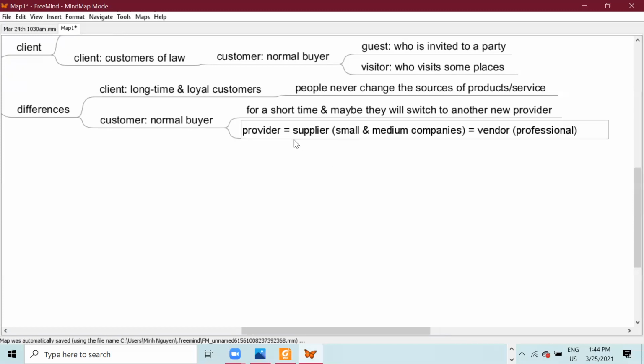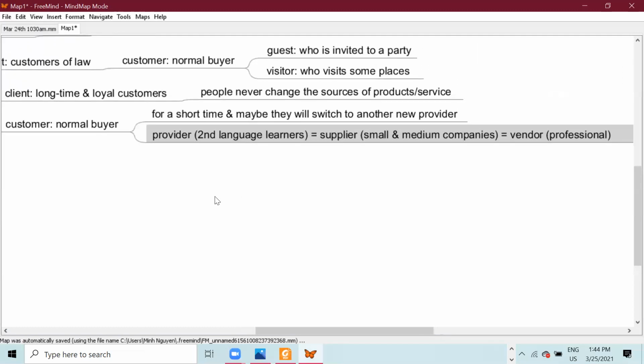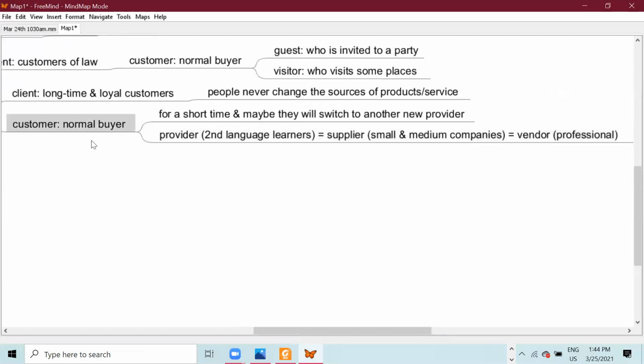But the word provider is what second language learners use. So second language learners are going to use provider, supplier, and vendor for this situation. Customers are normal buyers for a short time, and then they switch to another provider. This is the meaning of the word customer.